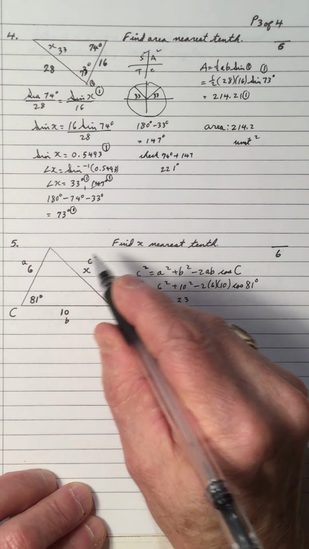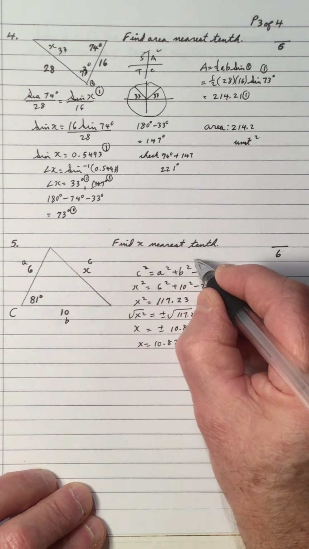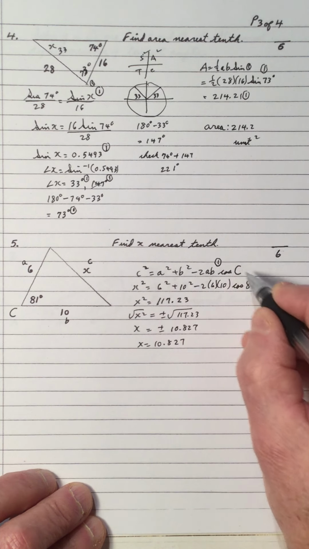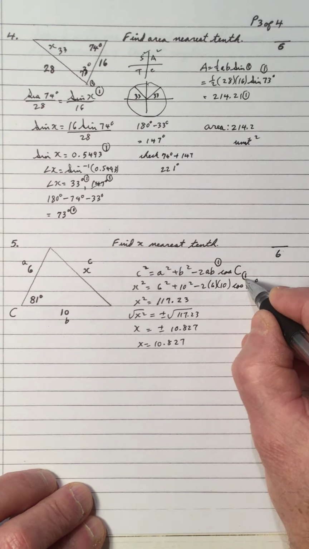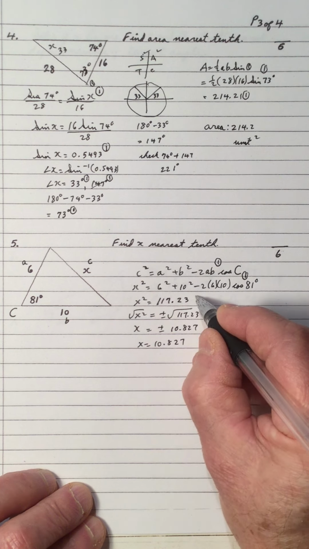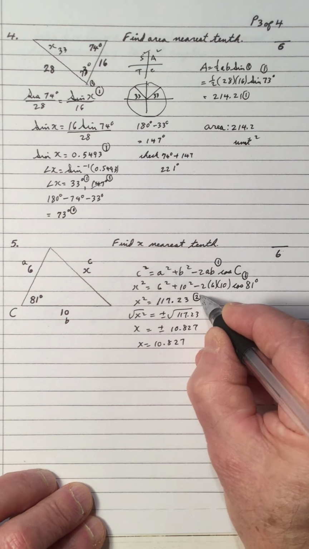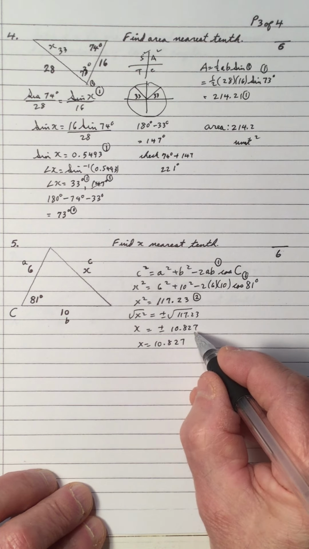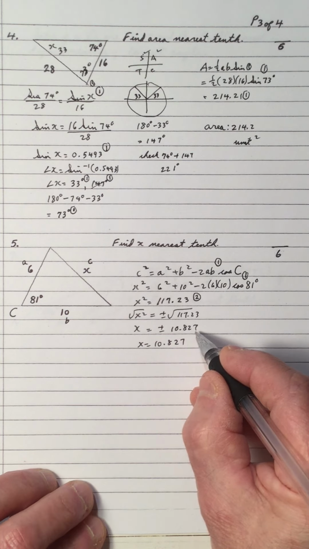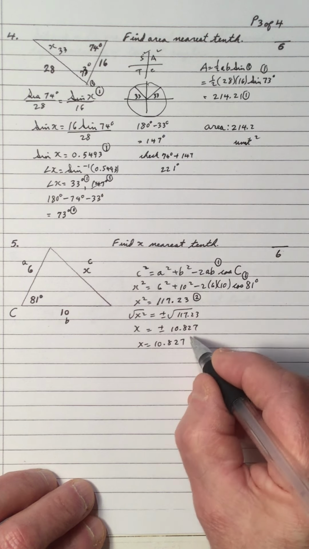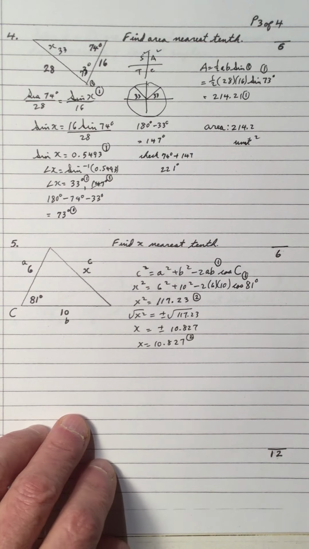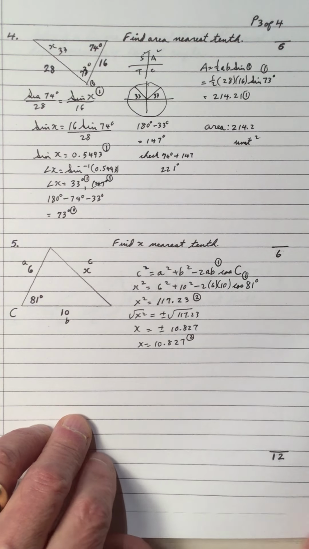So, if you did the sine law, you got a mark. If you wrote down that law and filled it in correctly, you got a mark. If you worked this out right here and plugged it in the calculator correctly, you got 2. If you did your root, you got 2 marks, so 6 marks altogether. And that adds up to 12.